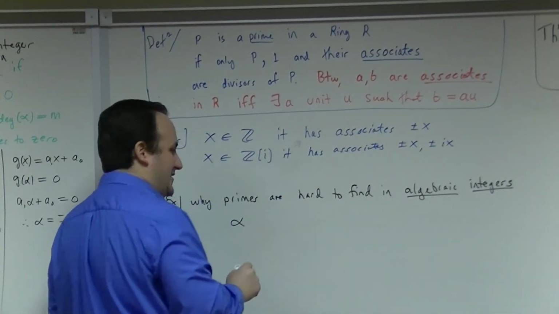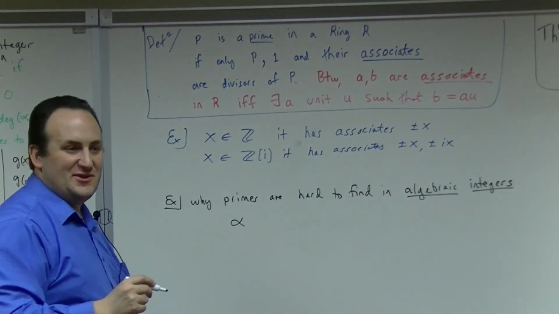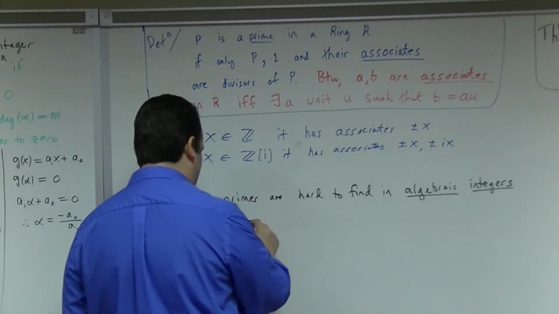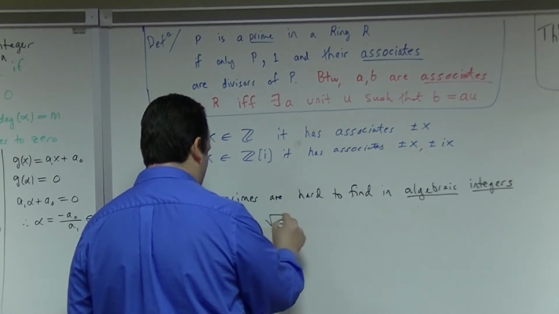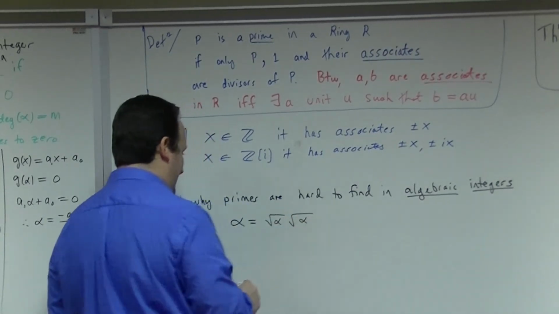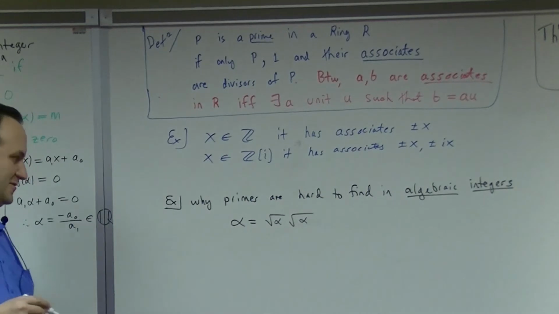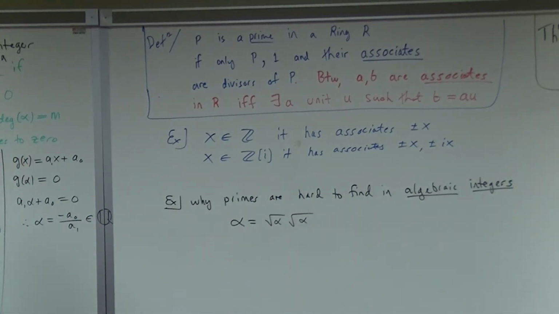If alpha is an algebraic integer, you can always write it as the square root of alpha times the square root of alpha. And so alpha is divisible by the square root of alpha. You can prove that the square root of alpha is also an algebraic integer. So every algebraic integer factors into other algebraic integers. You're like, how many algebraic integers are there? There are a lot. I think they're countable, though. Fun fact.